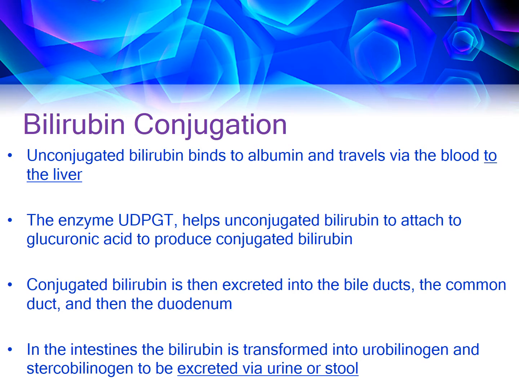Once we're in the liver and we conjugate, the conjugated bilirubin is excreted into the bile ducts, the common duct, and then through the duodenum for excretion. In your intestines, the bilirubin is transformed into urobilinogen and stercobilinogen. So we can have excretion through urine, which is the urobilinogen, or stool, the stercobilinogen.